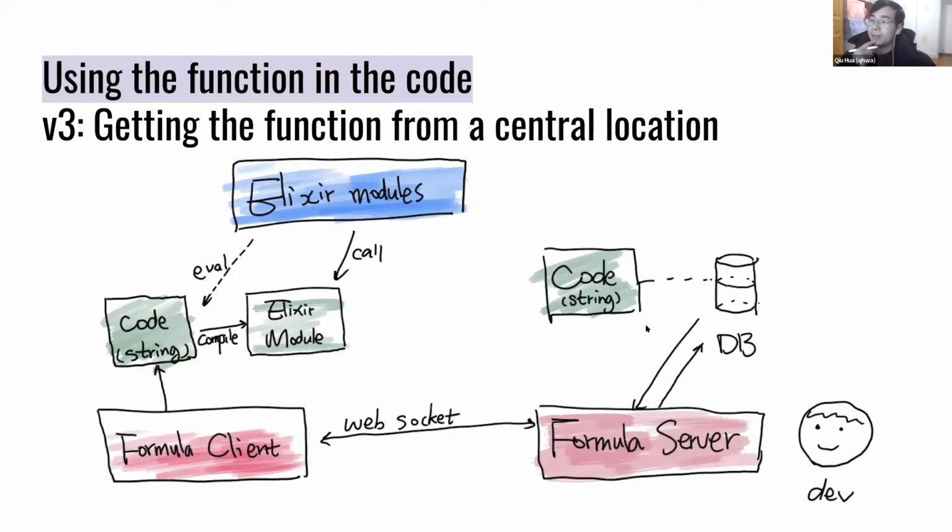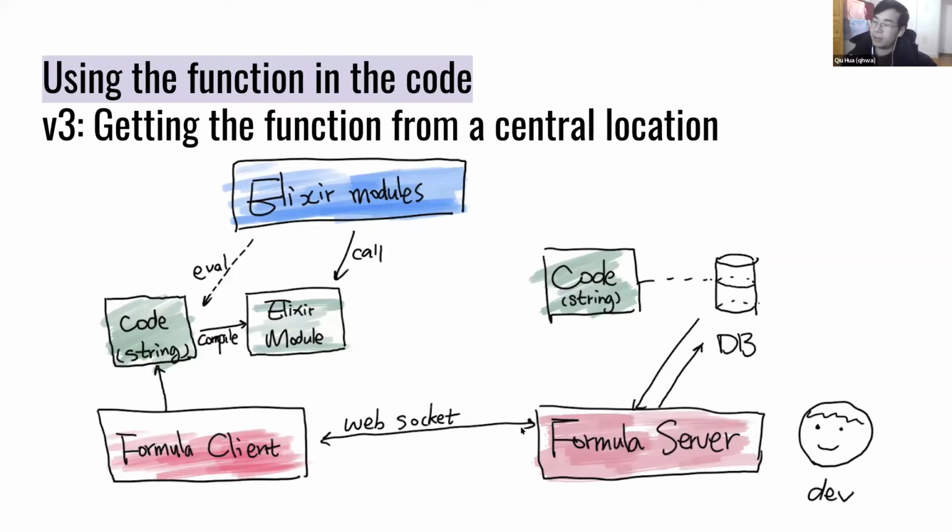So there, I came to the next version 3, using the function in the code by getting the function from a central location. What if we make a service to manage the business rules? And in the service, we can do a lot of validations. We can store the code as string in the database, and we can have versions of the code. The developers need to maintain the content of the code, and the service can do some validation.